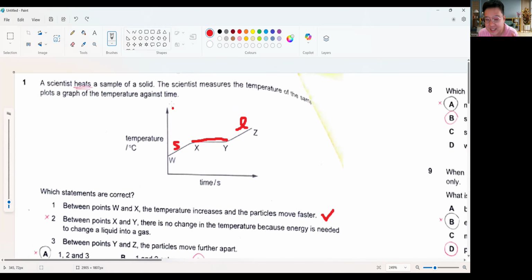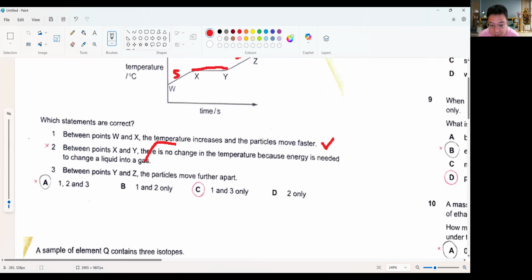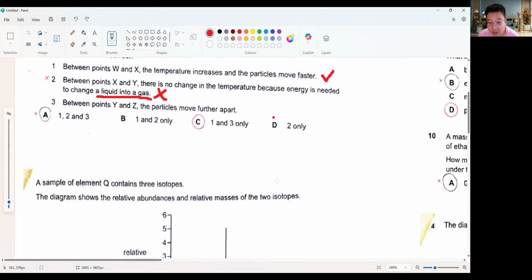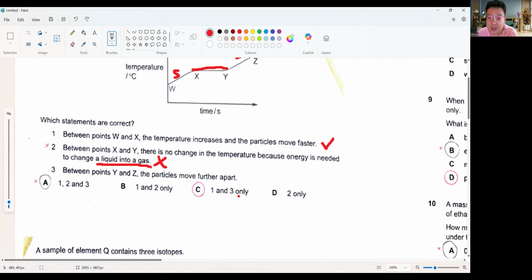So this is a very good example because if students didn't know that this is a solid, they cannot choose whether this is right or wrong. Okay, the only problem is this liquid to gas. It should be solid to liquid. I also teach my students, you must not only know that it's wrong, you must know how to change it to the correct form. That is what an A-star student should know how to do.